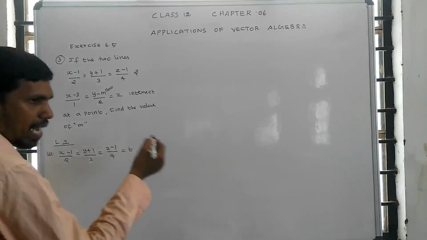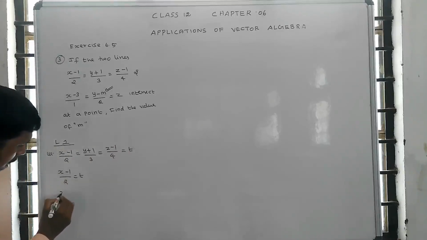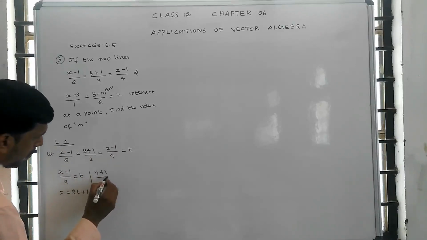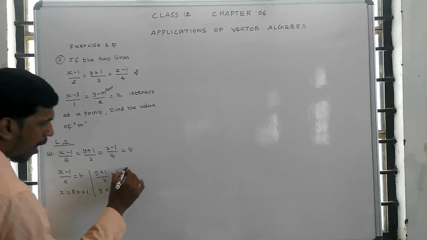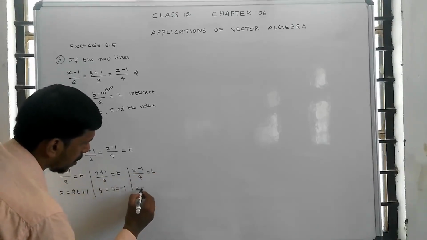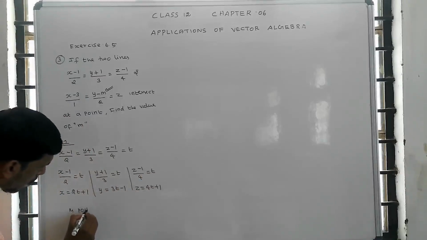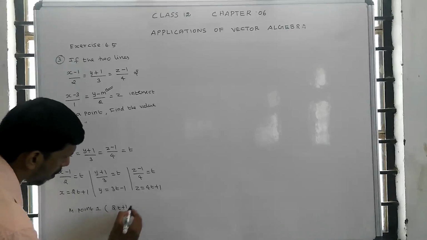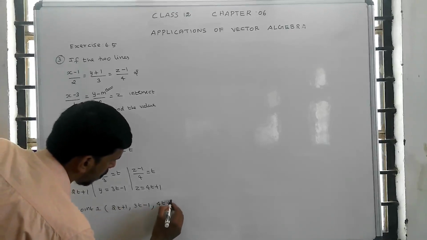Writing x, y, z in terms of t: (x minus 1)/2 equal to t gives x equal to 2t plus 1. (y plus 1)/3 equal to t gives y equal to 3t minus 1. And (z minus 1)/4 equal to t gives z equal to 4t plus 1. So the moving point on line 1 is (2t plus 1, 3t minus 1, 4t plus 1).